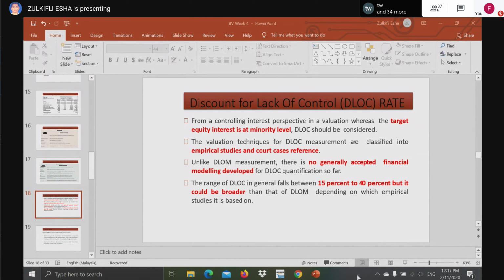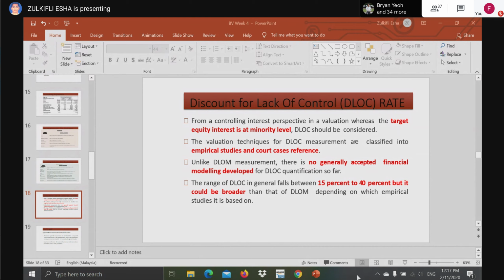So what does it mean? It means that for DLOM, it is easier. It is much easier to decide the rate for DLOM compared to DLOC. Meaning that for lack of marketability, it is much easier to decide the percentage as compared to lack of control, because lack of control is quite difficult to measure.